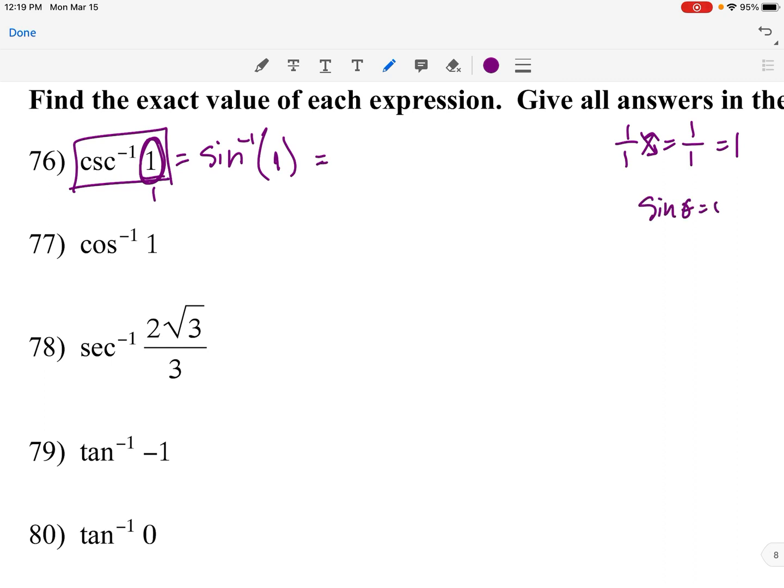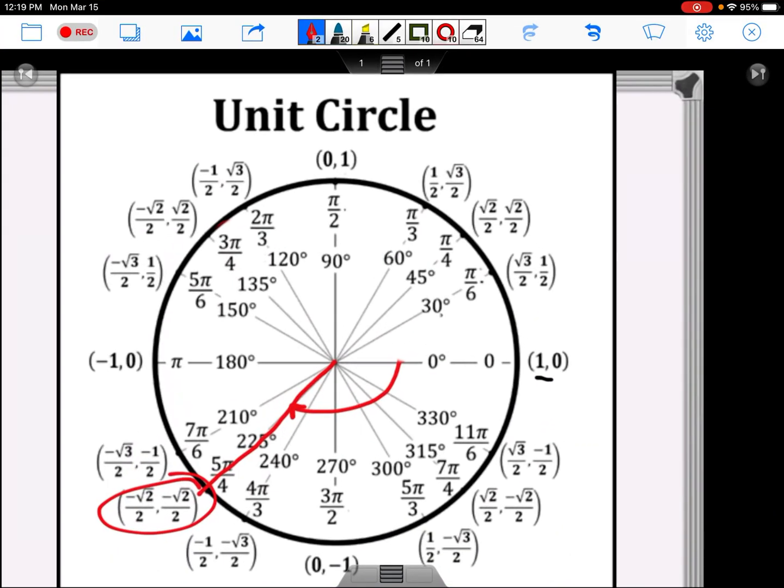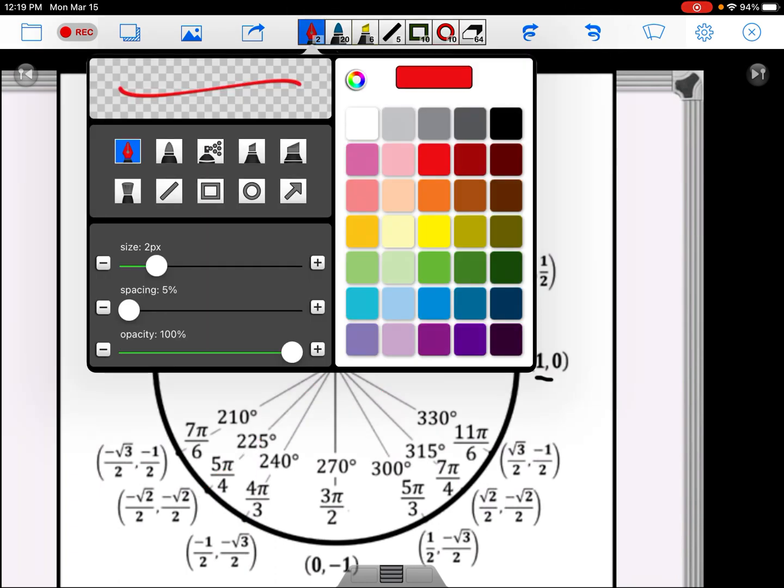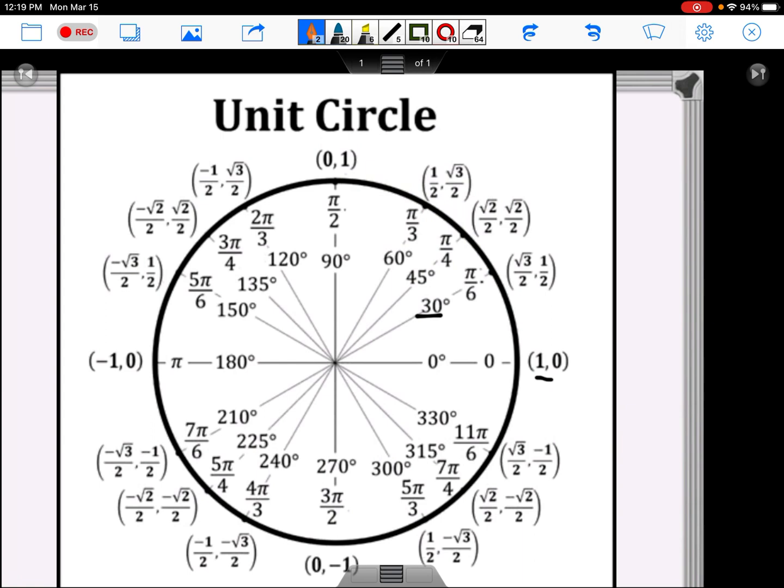Sine of an angle is the y value. So I'm looking for which angles between 0 and 360 have a y value of positive 1. So if you start looking around here, which ones have a y value of positive 1? Looking at y values, this is y 0. This is as high as it gets, and then it starts going back down to negative.